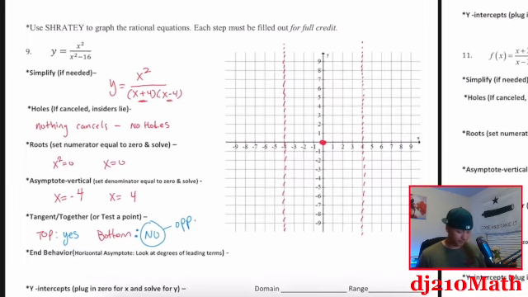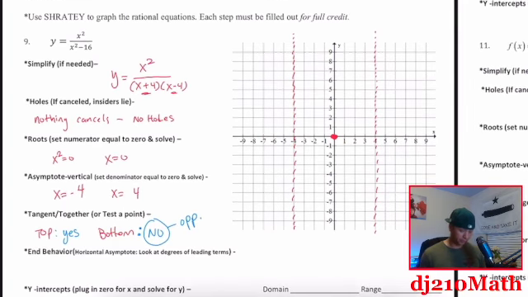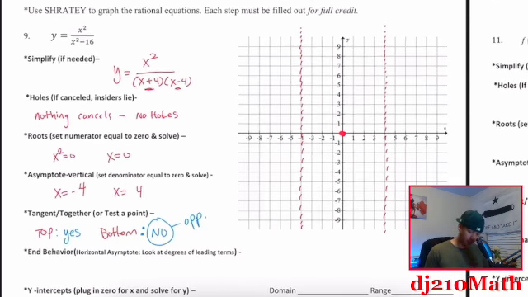Okay, next is the end behavior, the horizontal asymptote. And we analyze that. We look at the degree of the leading terms. It's either going to be balanced or it's going to be bottom heavy. So here, x squared on top, x squared on bottom. So it's balanced. This is definitely balanced.